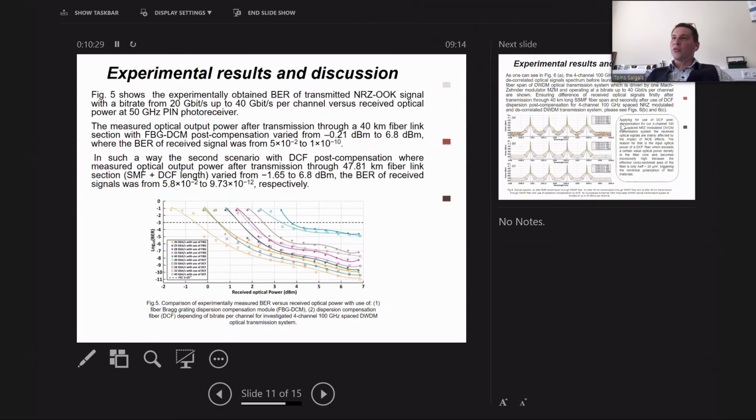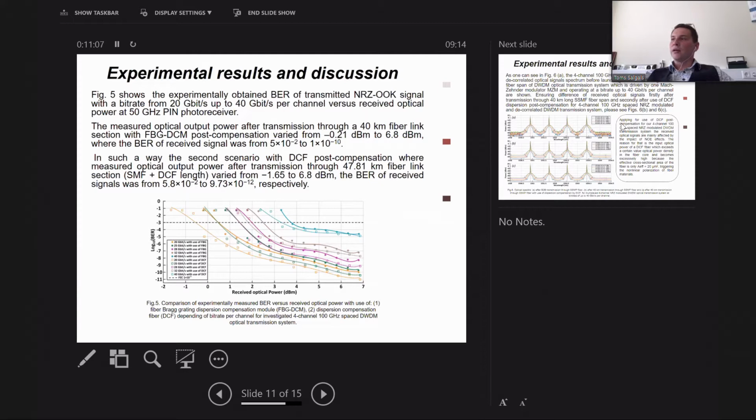And about the experimental results. As you see in this figure, the experimental bit error rate results for the transmitted NRZ OOK signals with bit rates of 20 to 40 gigabits and received optical power at the 50 gigahertz photoreceiver. That means the bit error rate versus received optical power. The measured optical power after transmission through the 40 kilometer fiber link of our system varied from minus 0.21 to 6.8, with the bit error rate from 5 times 10 to the minus 2 to 1 times 10 to the minus 10.